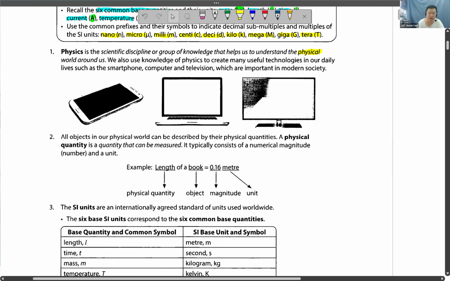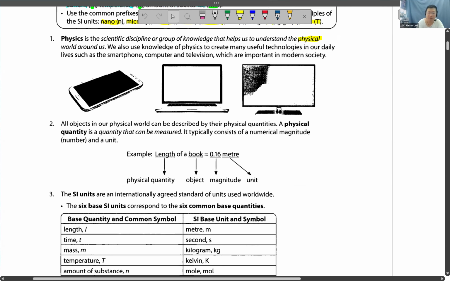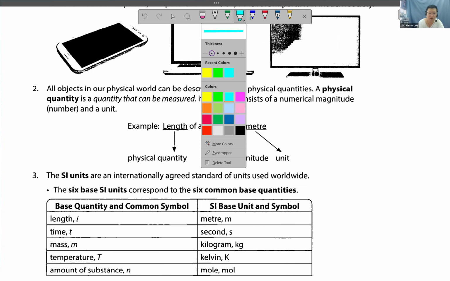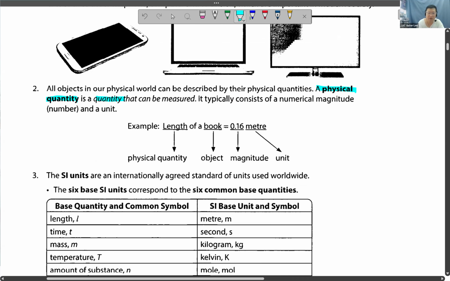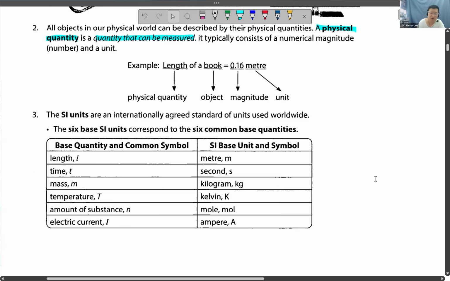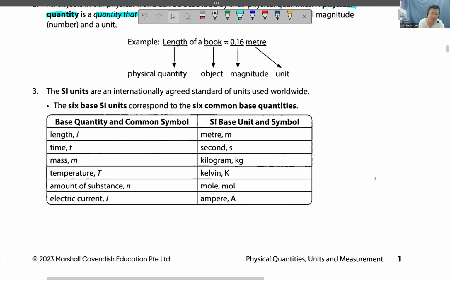And then because all these are in the physical world, we have something called a physical quantity. So the keyword is physical quantity. It's a quantity that can be measured. We can measure how hot, how long, how far, how high, how loud, and so on. So now here, all in all, you just need to memorize this one.